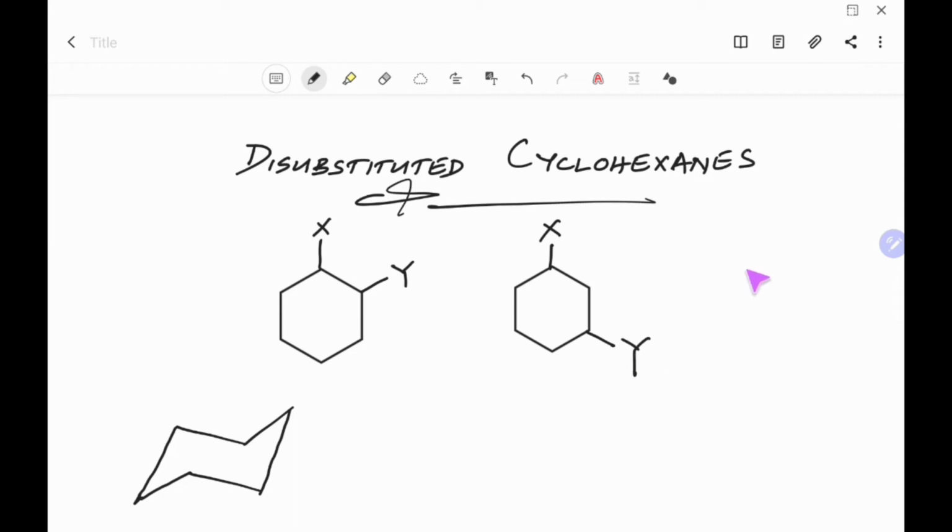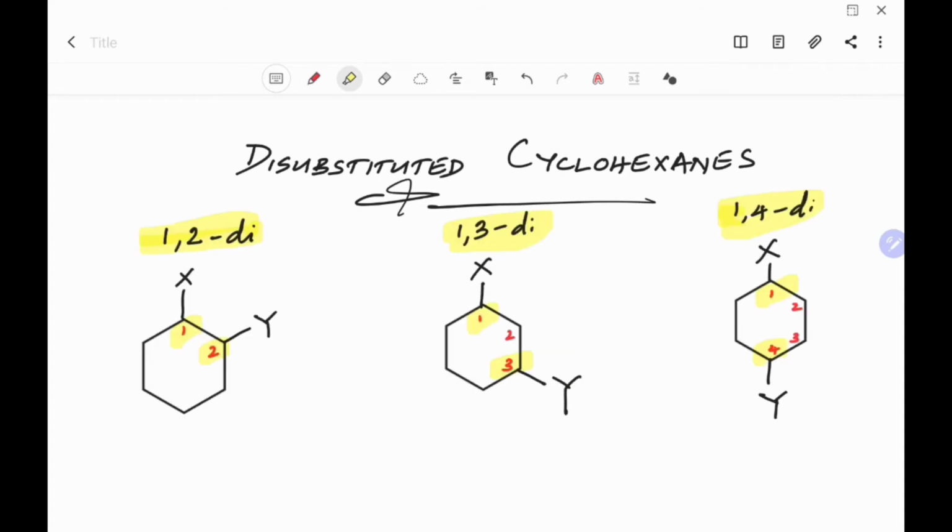Or the last example is where you have the two substituents on number 1 and number 4 carbon. So X will be right here and Y will be right here. Okay, so these are the three possibilities that you could have when it comes to disubstituted cyclohexanes. The two substituents could be on 1 and 2 carbon, or on 1 and 3 carbon, or on 1 and 4 carbon.